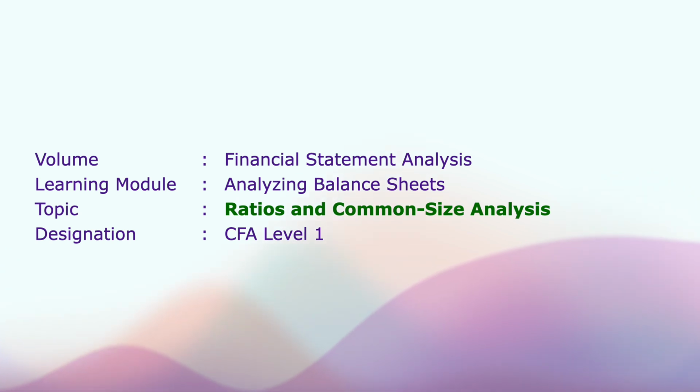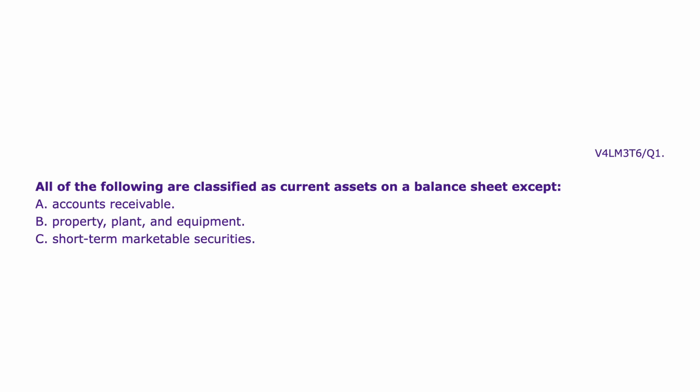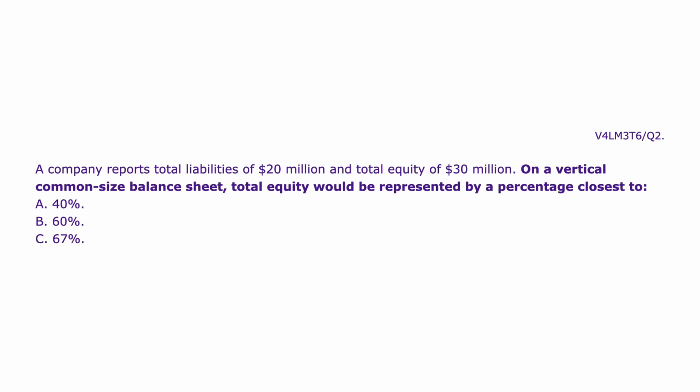Topic: Ratios and common size analysis. All of the following are classified as current assets on a balance sheet except A. Accounts receivable. B. Property, plant, and equipment. C. Short-term marketable securities. A company reports total liabilities of $20 million and total equity of $30 million. On a vertical common size balance sheet, total equity would be represented by a percentage closest to A. 40%, B. 60%, C. 67%.